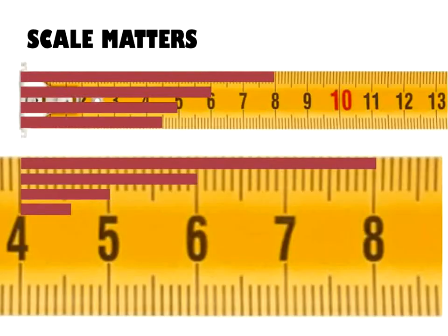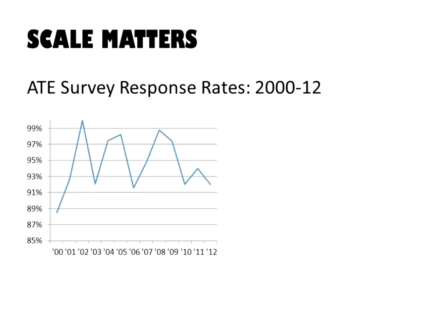So let's look at it this way. It's actually the same information. The only difference is that we changed on the bottom one where the scale starts. So instead of starting at 0 or 1, we've started at 4, but the highest level goes up to 8. The next one is at 6, and then 5, and then 4.5. So it's the same exact information, and it really looks different because we've used different scales. And this happens all the time in reports. Let's look at a real example.